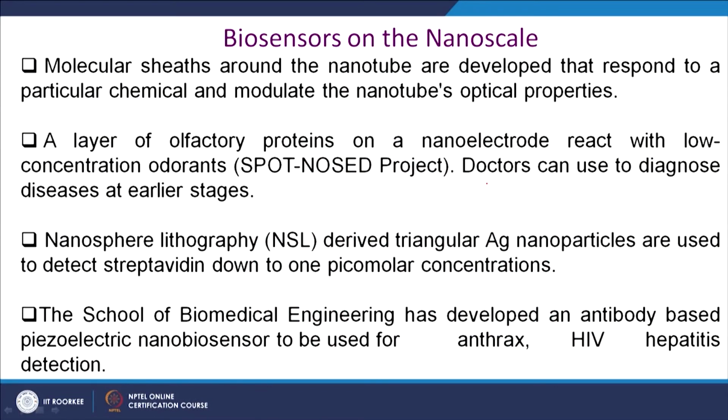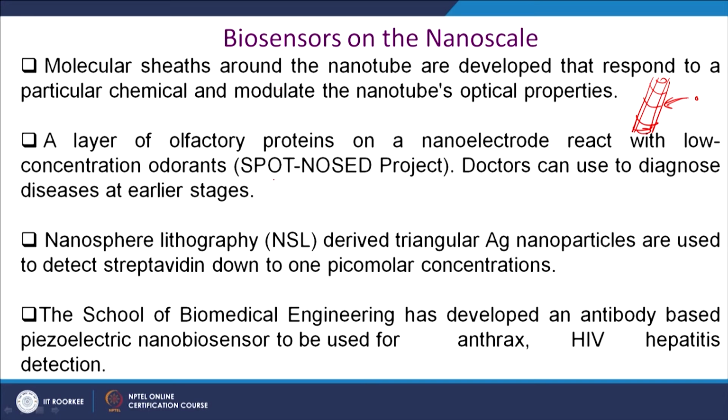Alrighty, now let us look at biosensors on nanoscale. We were talking about nanobiosensors, so let us read more about them. Molecular sheaths around nanotubes are developed that respond to a particular chemical and modulate the nanotube's optical properties. Basically, we can make nanotubes of some material and make molecular sheaths around this tube. When it interacts with your analyte, its optical properties change, and that can be transduced into an electronic signal.